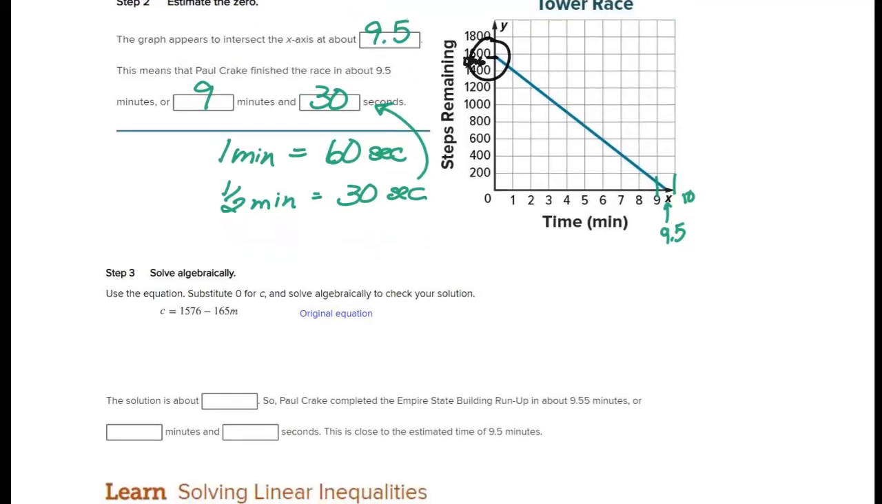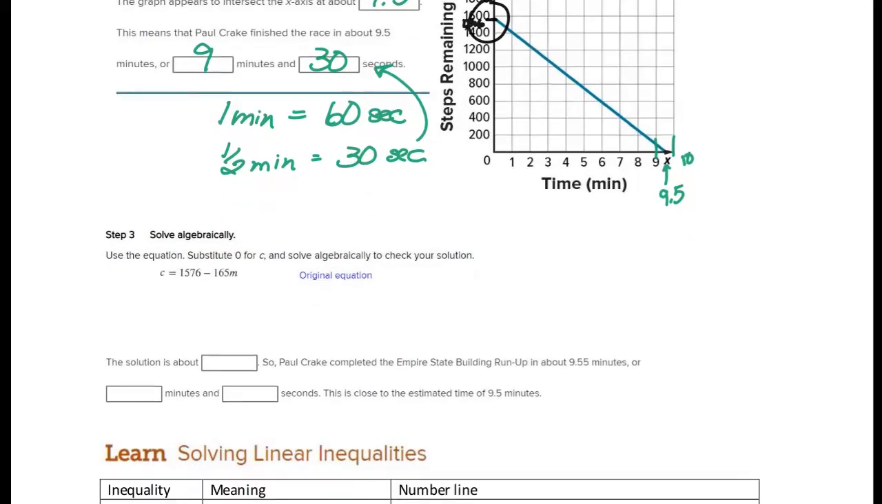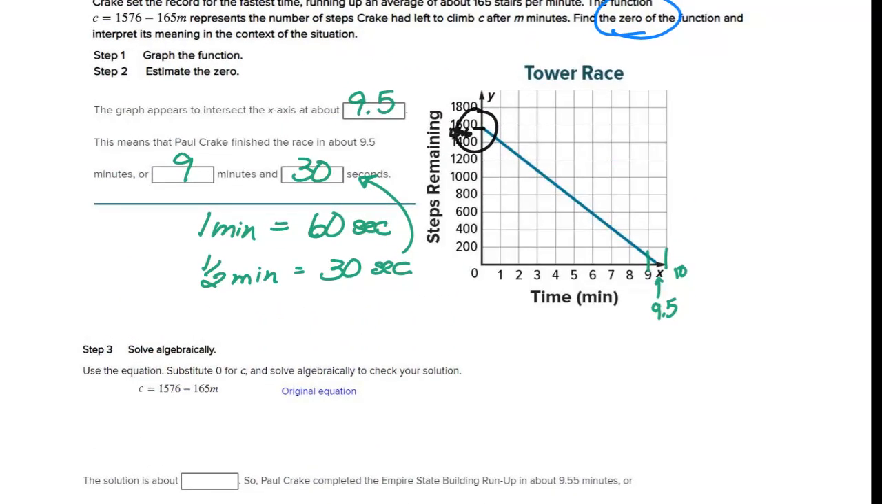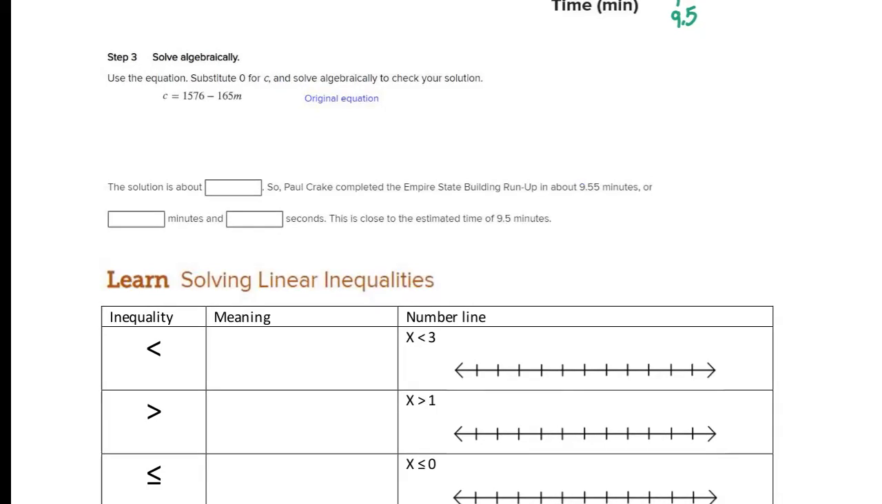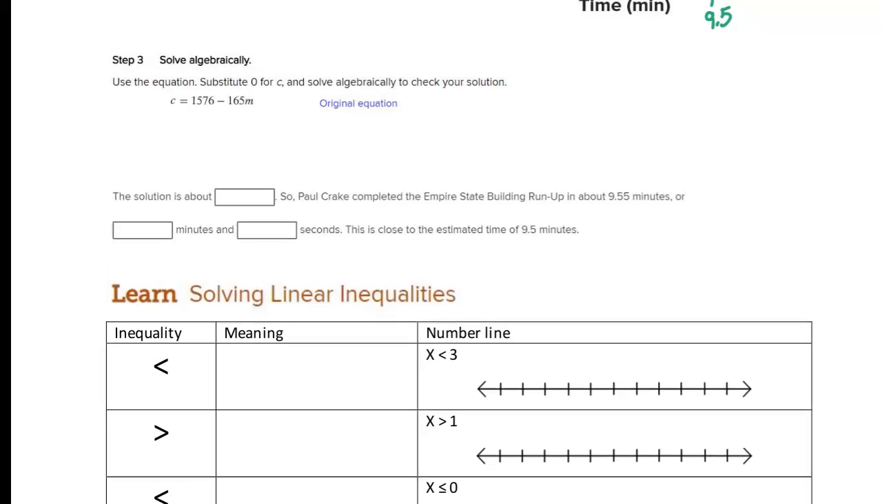Okay? So now we're going to solve this algebraically. Because when you look at a graph, how accurate is it to look at a graph? You get an idea, right? But you don't necessarily get the exact answer. What if we solve for it algebraically, though? Do you think it's going to be closer to a right answer? Possibly. Let's check it out.